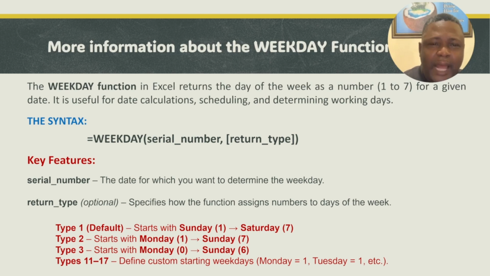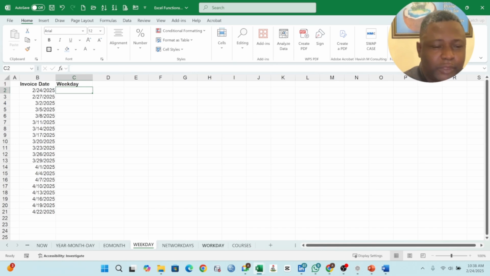And if you use type 11 to 17, it will define custom starting weekdays, which means you will customize the start day. So now let's go to the Excel sheet to see how this can be done.